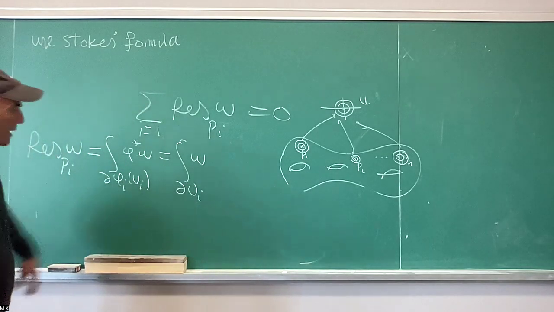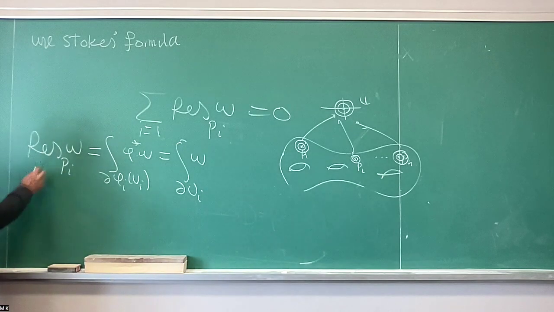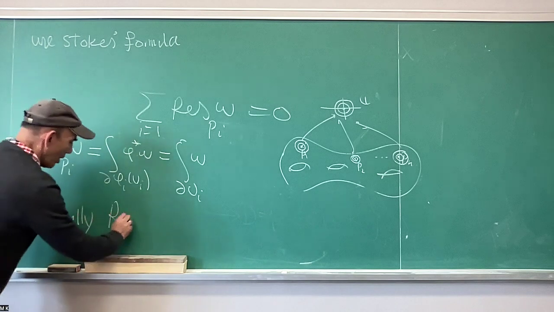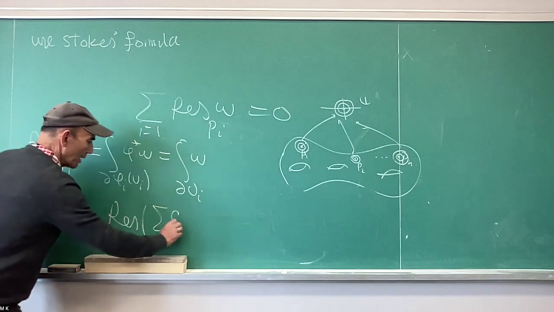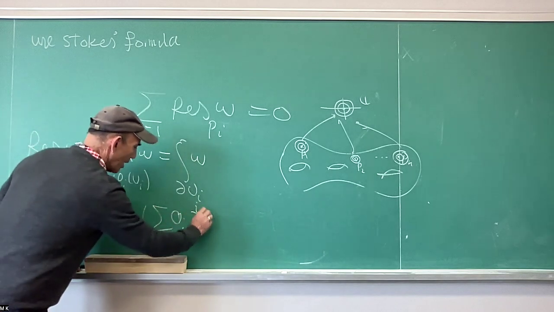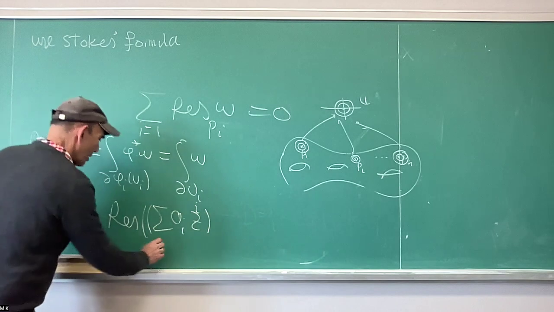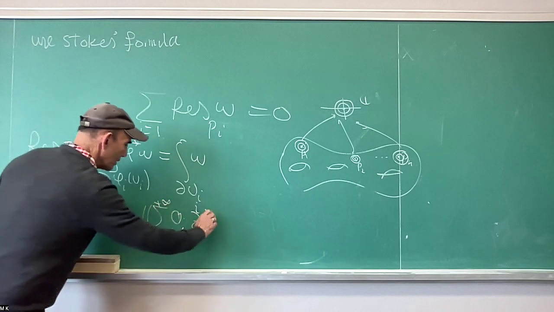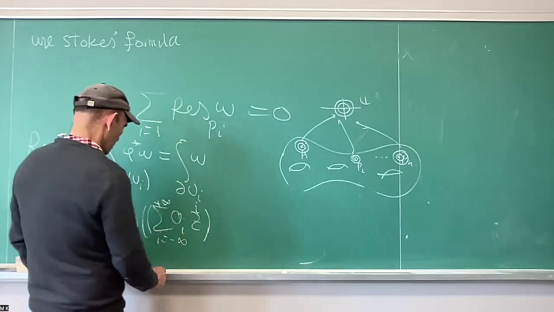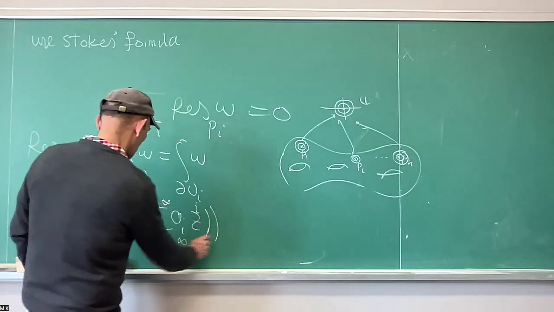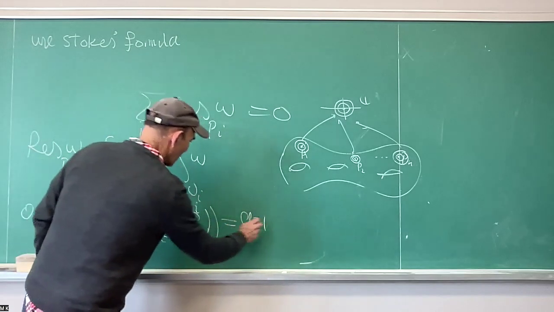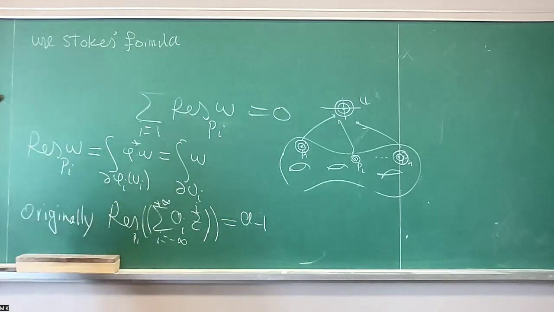You see why that's the case? Originally, our definition of residue was this: for the series, sum of a_i z^i, i from minus infinity to plus infinity, the residue at Pi turns out to be equal to a_{-1}. We defined it that way. That was our definition.